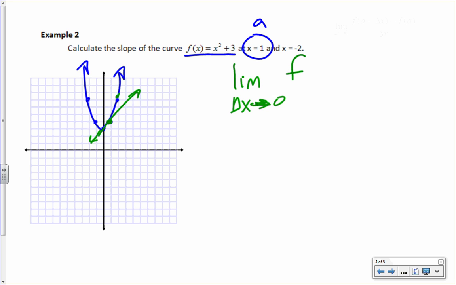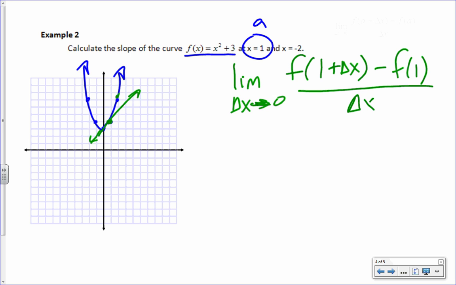So here we go. It's f of, well, a is 1, right? Plus some amount. This is the y value of where my lure landed, correct? You with me on that? Minus f of 1, because that's where I started from. I'm trying to follow that formula. Is everybody clear on that? I'm just putting a in, right? Over, what's the formula say on the bottom? Change in x.